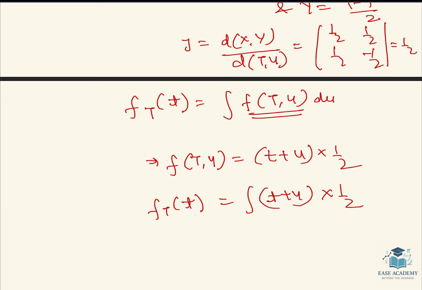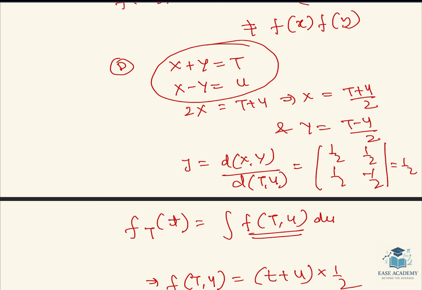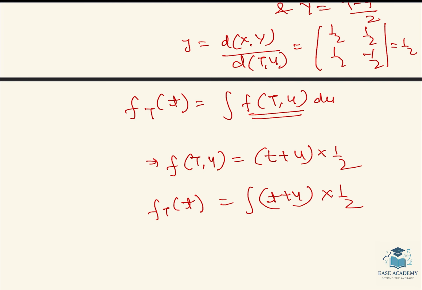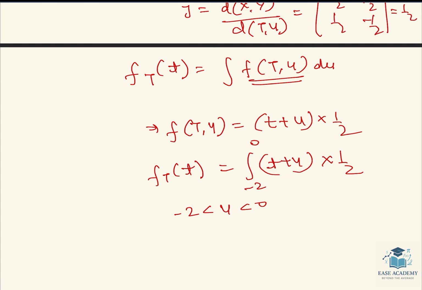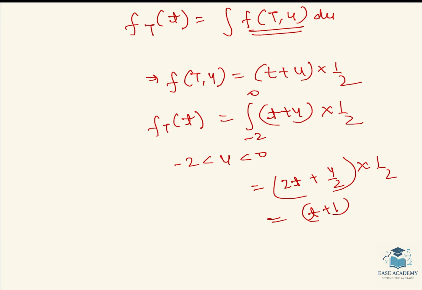अब u की रेंज क्या है? तो u इज़ बेसिकली x minus y, दैट इज you will take minus 2 to 0 something. We will get 2t plus u square by 2, that is 4 by 2 into half, that is t plus half.